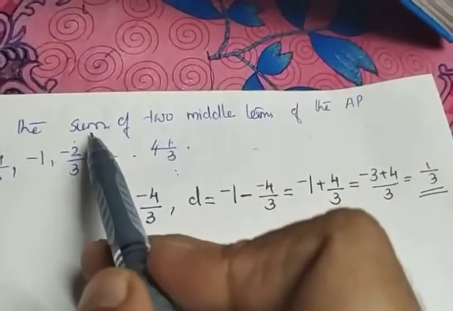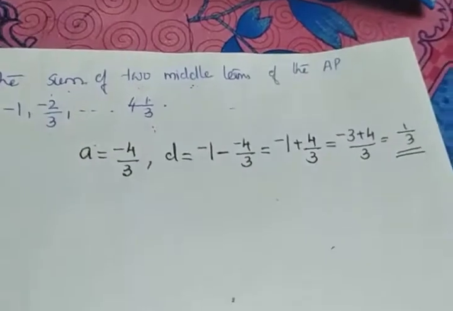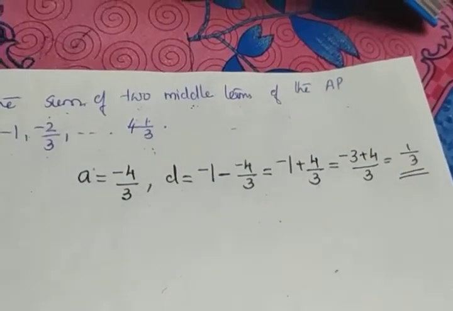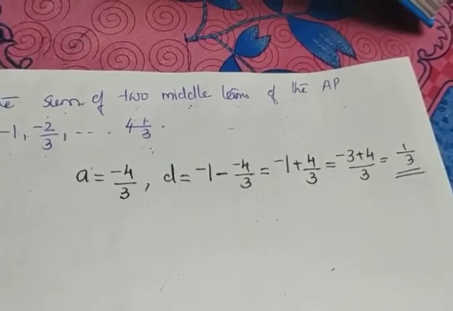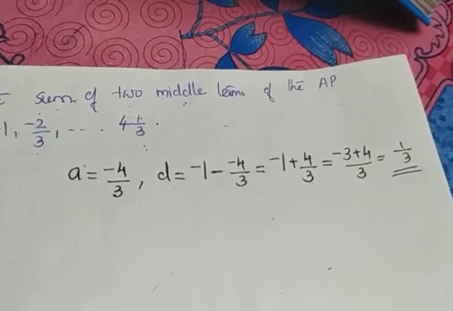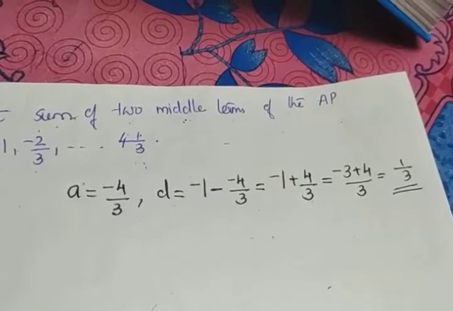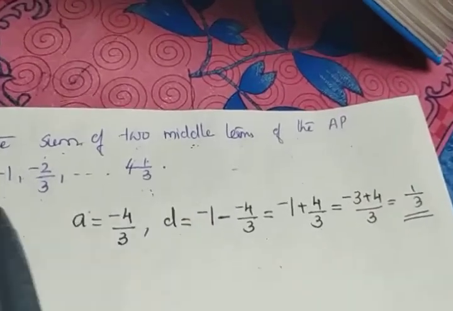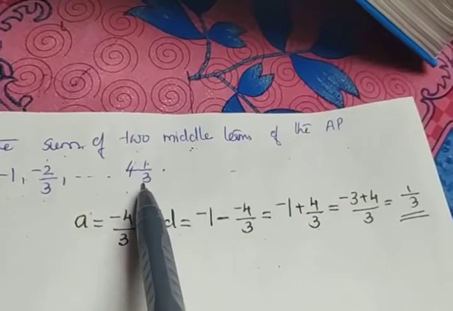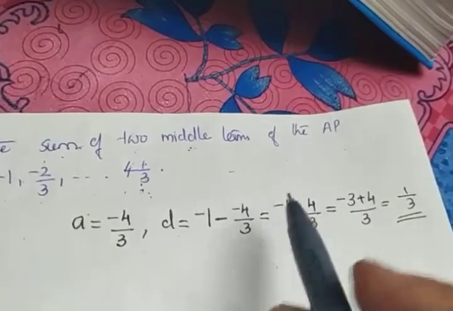Again, we have to find the sum of two middle terms. To find the middle term, we must know how many terms are there. Then only we can find who is the middle one, isn't it? If I am saying find the middle one from you, then you will be surely asking a question, how many are there? Then only I can find the middle person. Same way, the first thing we have to do is find how many terms are in this AP. To find how many terms, we will calculate the value of n. How we will calculate the value of n?